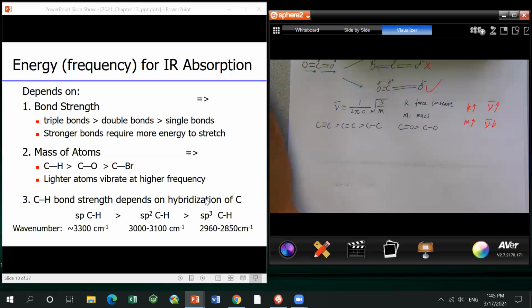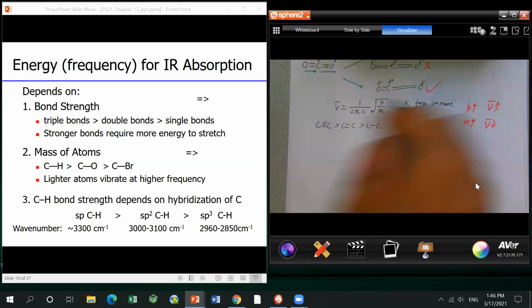And in the end, we come to the hybridization of the carbon. That's actually pretty interesting. Normally speaking, an sp hybridized carbon bonded with hydrogen has higher frequency than an sp2 hybridized carbon with hydrogen, and the lowest one is the sp3 hybridized carbon-hydrogen. The reason for that is still related to K, which we call the force constant.